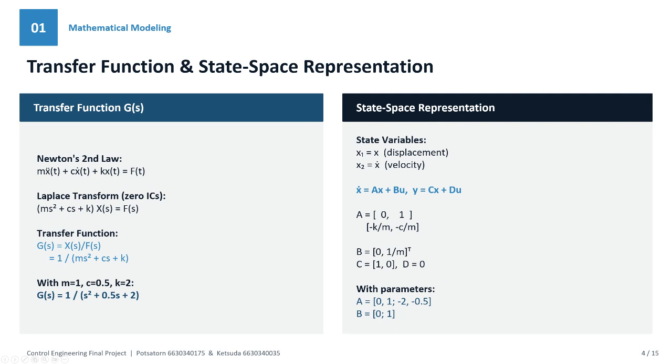For this specific simulation, we defined our parameters as m equals 1, c equals 0.5, and k equals 2. Based on these values, we calculated the damping ratio zeta, which confirmed that our configuration results in an underdamped system. In practical terms, this means the system will naturally overshoot and oscillate before eventually reaching equilibrium.